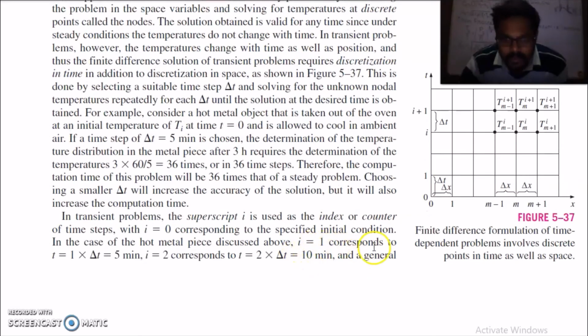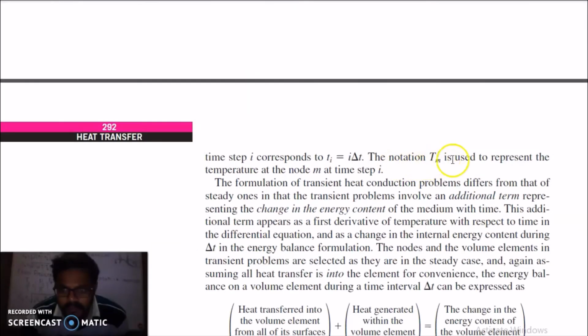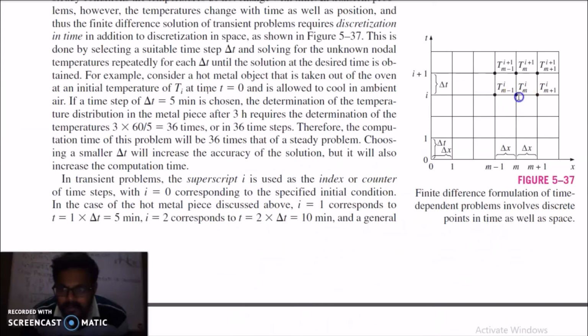i is equal to 1 corresponds to t is equal to 5 minutes, this delta t, and i is equal to 2 corresponds to t is equal to 10 minutes, means this point. The notation T_m^i is used to represent the temperature at node m at time step i. So this is node m and this is the temperature at this m node when your time is i. This is the temperature at node m-1 when your time is i, and this is the temperature at the same node when you had increased by 5 minutes in time.